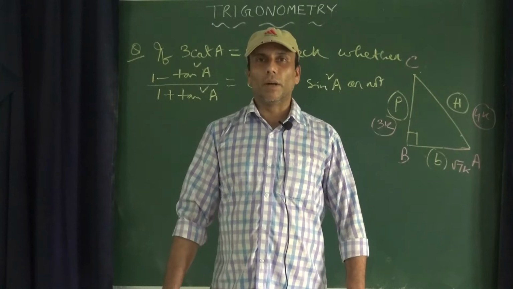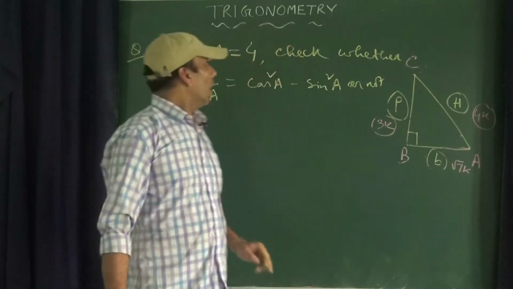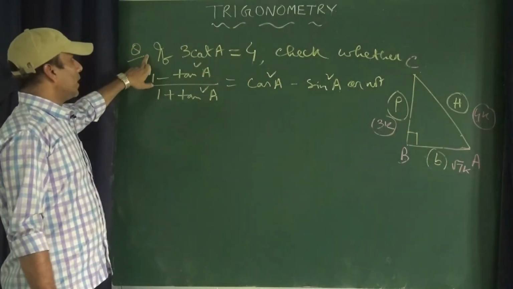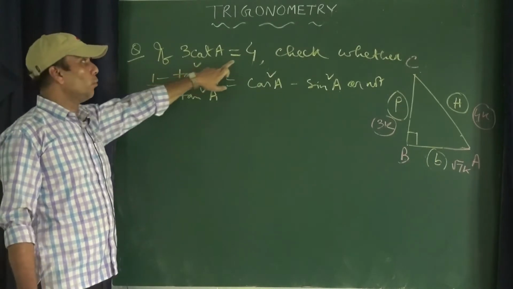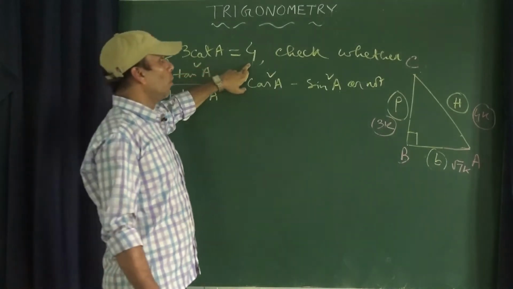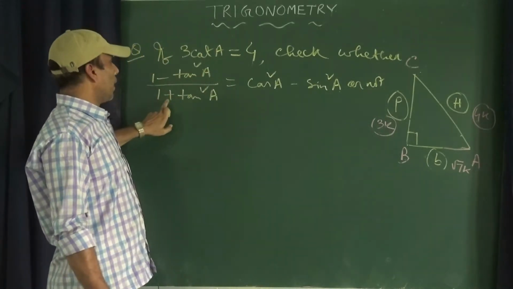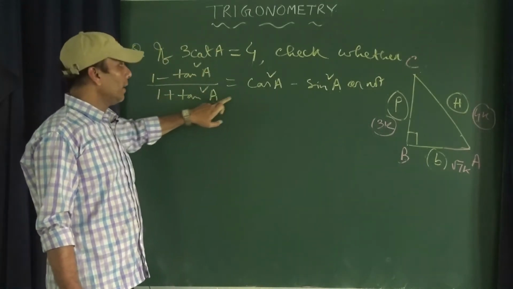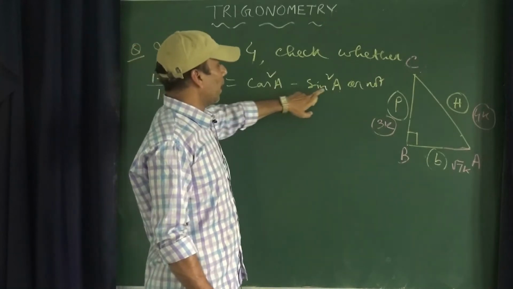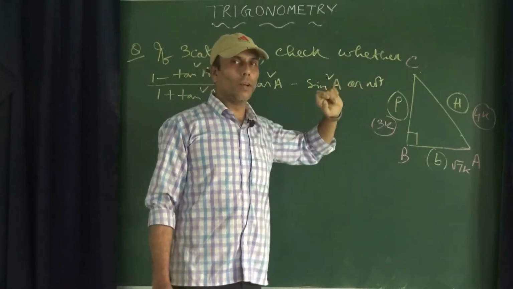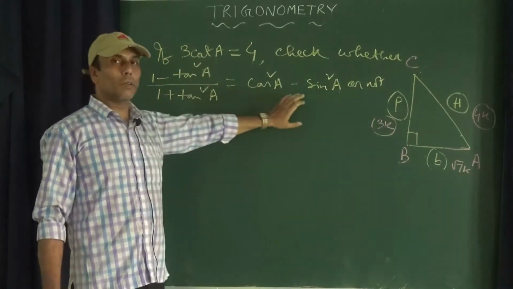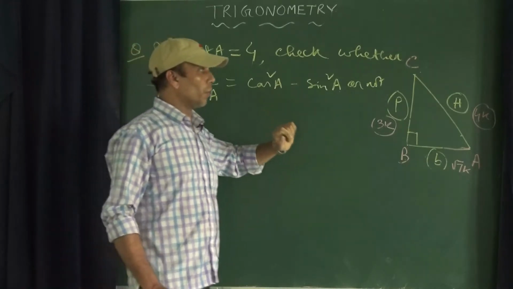Now we'll discuss one trigonometric problem. Here our question is, if 3 cot A is equal to 4, then check whether (1 minus tan square A) by (1 plus tan square A) is equal to cos square A minus sin square A or not. We'll have to check whether the left hand side is equal to the right hand side. Can we get that or not?